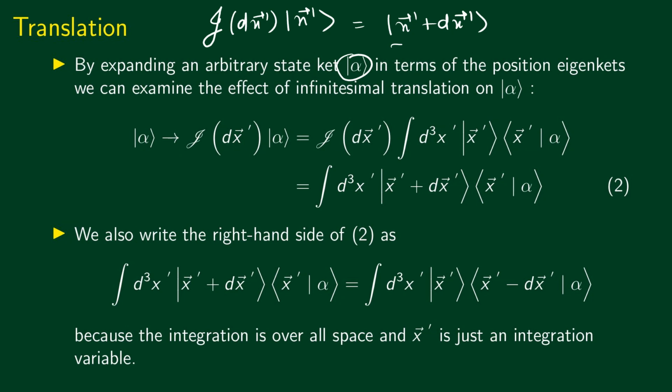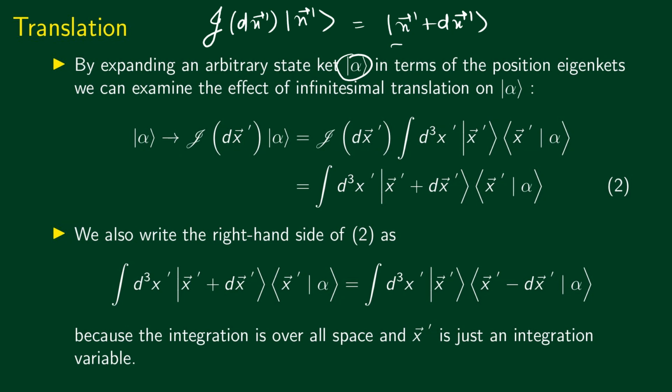We are looking at the effect of this infinitesimal translation operator on ket alpha. So ket alpha goes to J of dx' acting on ket alpha. That's equal to J of dx' acting on the expansion of ket alpha in terms of the position eigenkets. These are the expansion coefficients, or the wave functions. These are the position eigenkets, and we are integrating over all space.